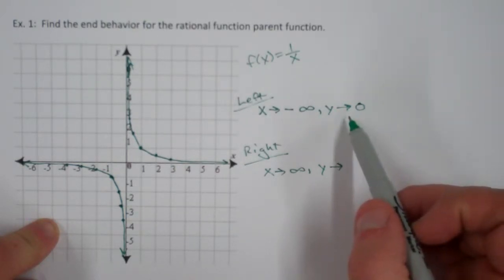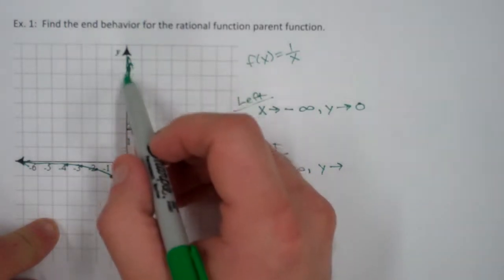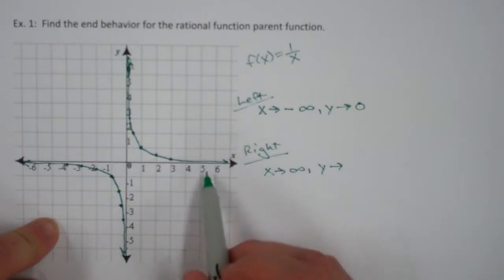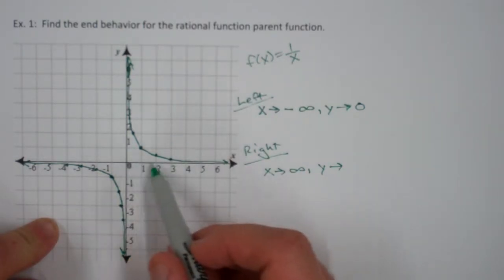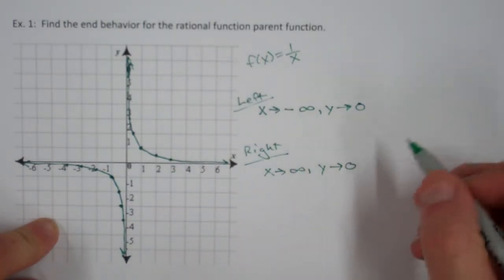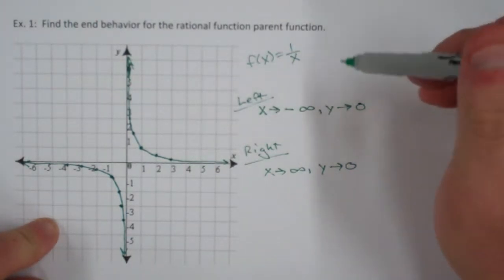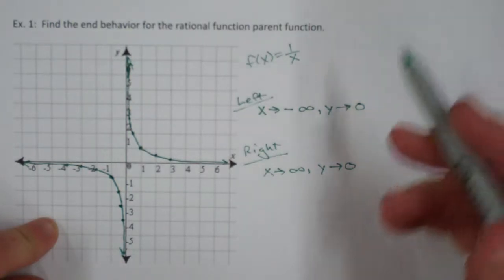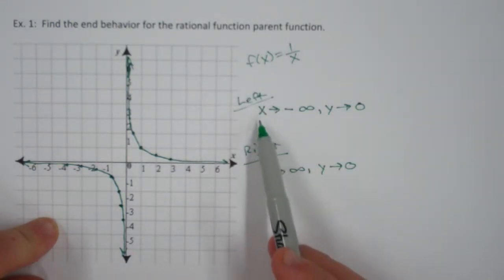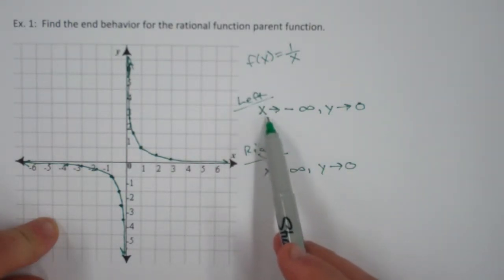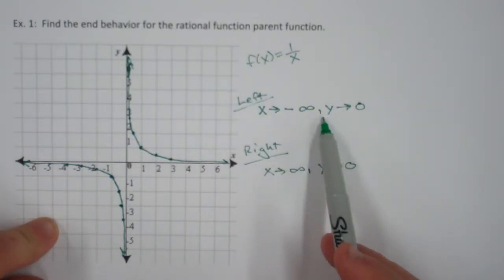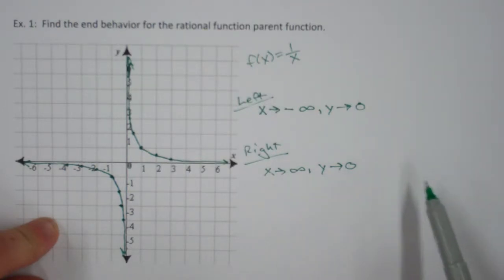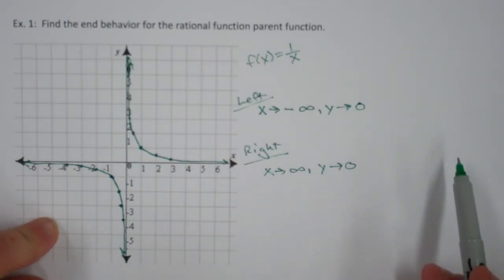The right end behavior, so we're going to imagine if we went all the way to the right-hand side here, the graph would get very close to a y value of 0 again. So for the parent function, for the rational functions, f of x is equal to 1 over x, or y is equal to 1 over x, the end behavior can simply be stated as follows. The left end behavior, as x approaches negative infinity, y approaches 0. And the right end behavior, as x approaches infinity, y also approaches 0.